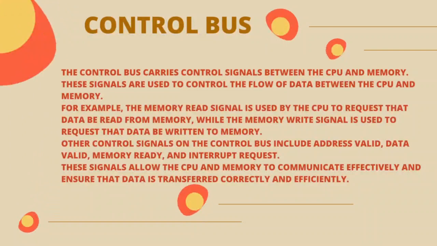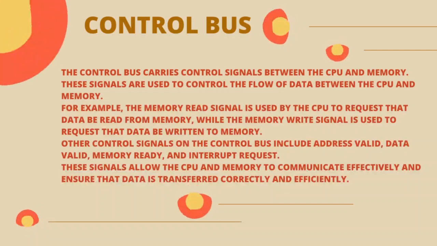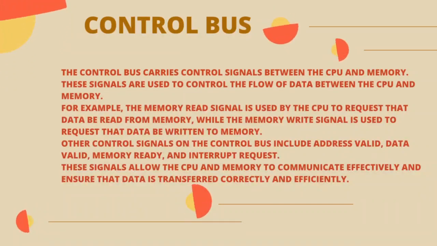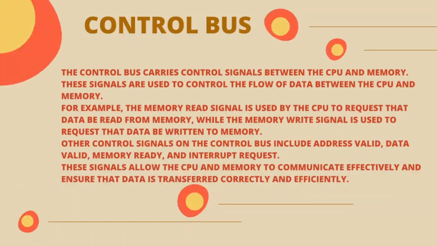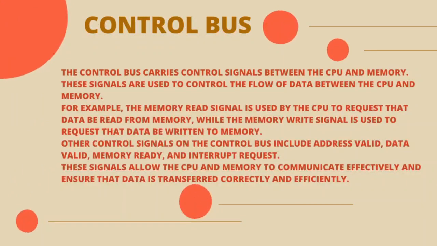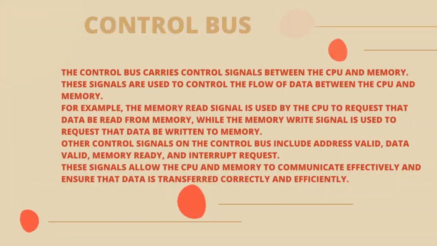Now let us discuss the control bus. The control bus carries control signals between the CPU and memory. These signals are used to control the flow of data between the CPU and memory. For example, the memory read signal is used by the CPU to request that data be read from the memory, while the memory write signal is used to request that data be written to memory. Other control signals on the control bus include address valid, data valid, and interrupt request. These signals allow the CPU and memory to communicate effectively and ensure that the data is transferred correctly and efficiently.